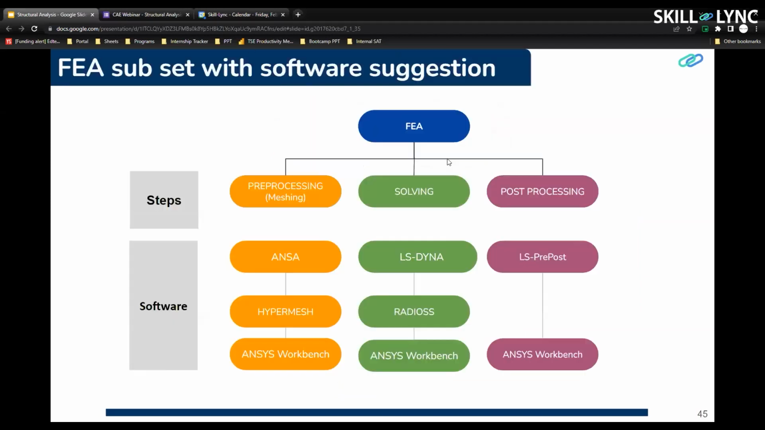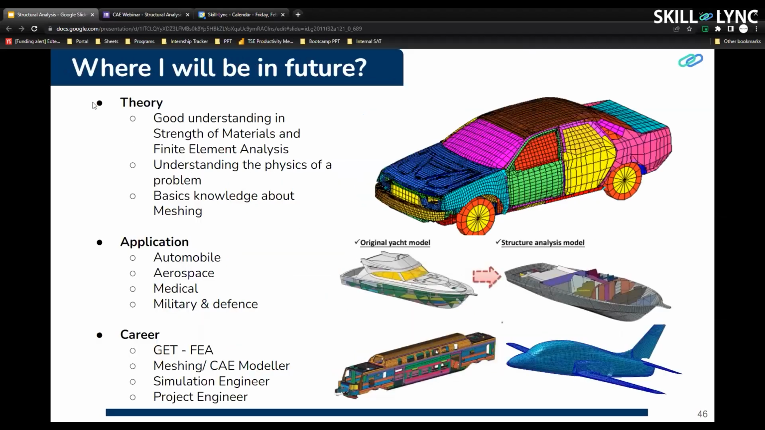Right. Again, what are the software that an FE engineer will be using? If I'm going to take up pre-processing, I'll be using software such as ANSA, Hypermesh, ANSYS Workbench, etc. For solving, LS-DYNA, Radioss, ANSYS Workbench, and for post-processing, LS-PrePost, ANSYS Workbench, META, etc. Right. So again, where will I be in the future?